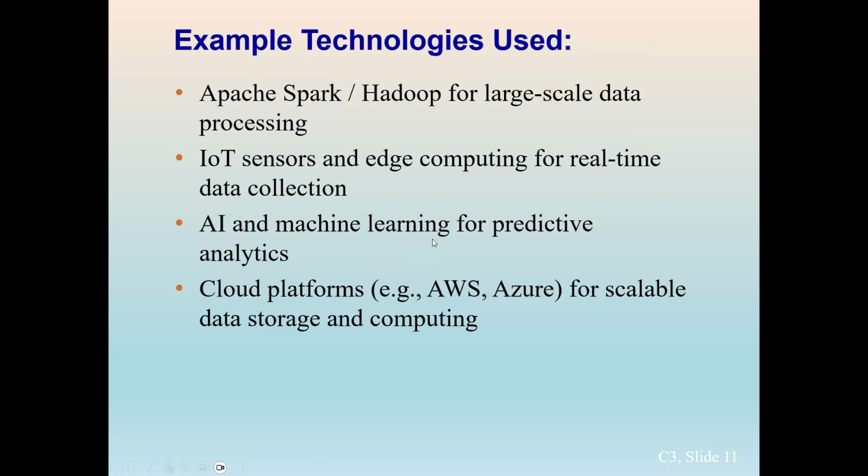So next section is some few examples we have. So these are example technologies used. We know Apache Spark and Hadoop for large-scale data processing. Another is IoT sensors and edge computing for real-time data collection. Also, we have AI and machine learning for predictive analytics, and cloud platforms such as Amazon AWS and Azure for scalable data storage and computing.